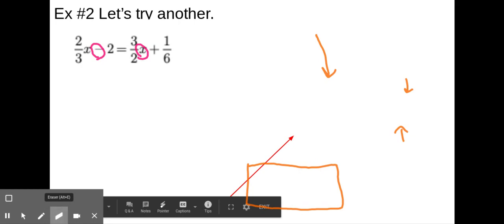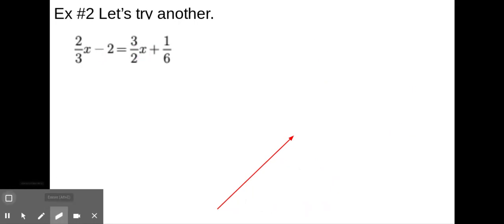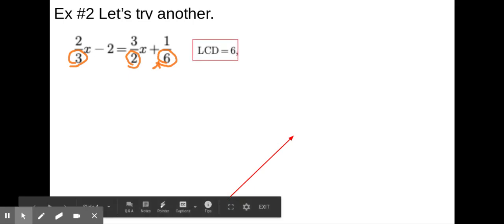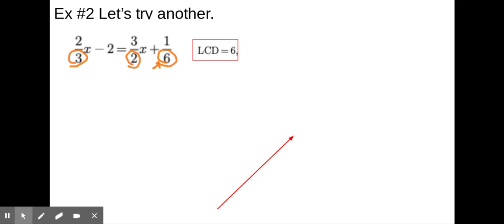So let's try another. Here we have 3 fractions. So all we need to do is find the LCM, or the least common multiple, of these 3 denominators. Now I could multiply them all together and get 36, but that would be overkill. If you notice that both 3 and 2 divide evenly into 6, we can just use that as our LCM or LCD. We want to use the least common denominator if possible. It will make things a lot less complicated.